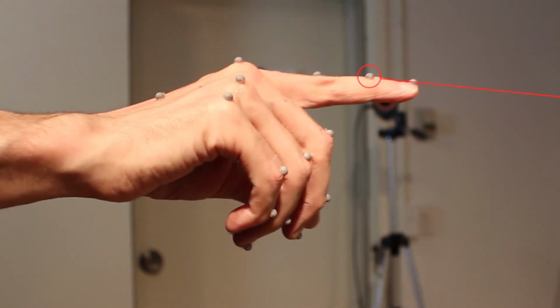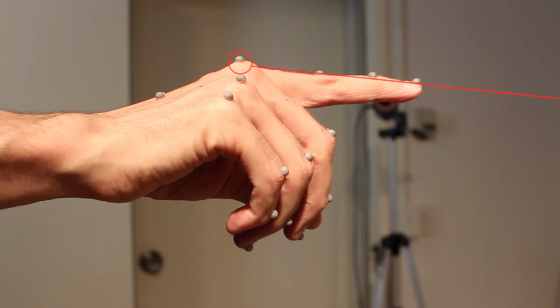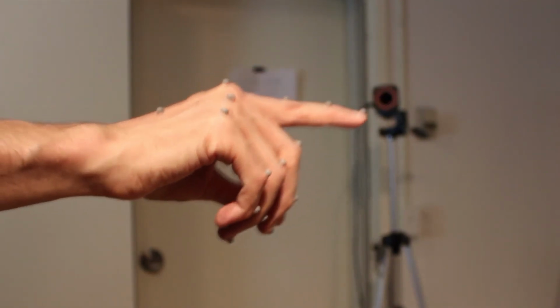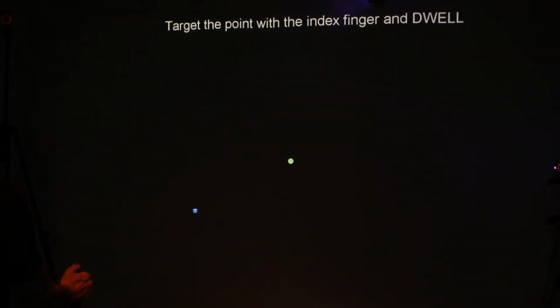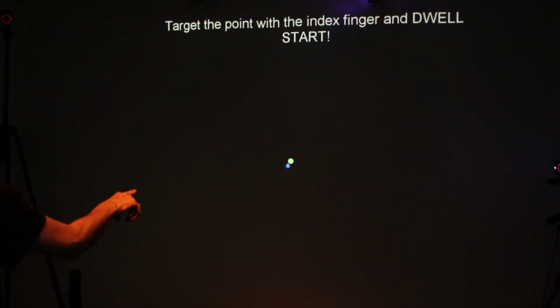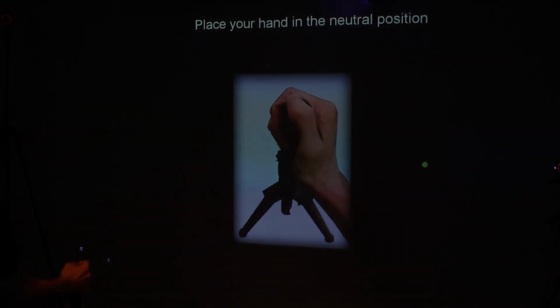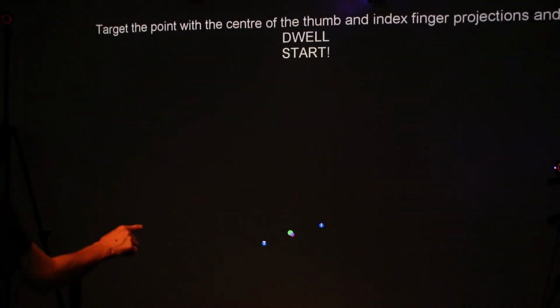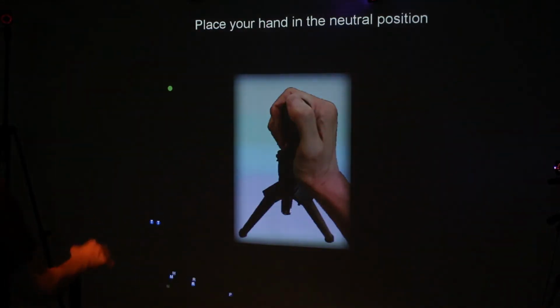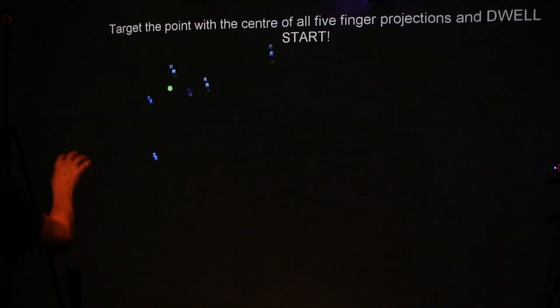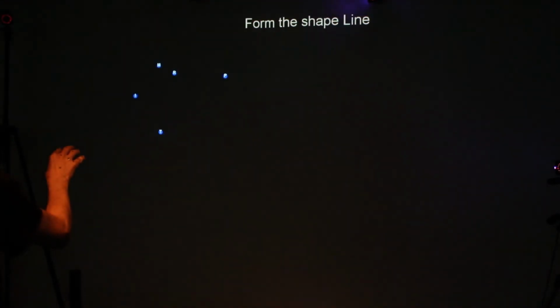DIP projects from the distal interphalangeal joint to the tip. MCP projects a ray from the metacarpophalangeal joint to the tip. In experiment 1, there were 3 tasks. The first task was single point targeting using a single ray, 2 rays, or 5 rays. Note participants had to grasp the top of a pole to control the starting position.